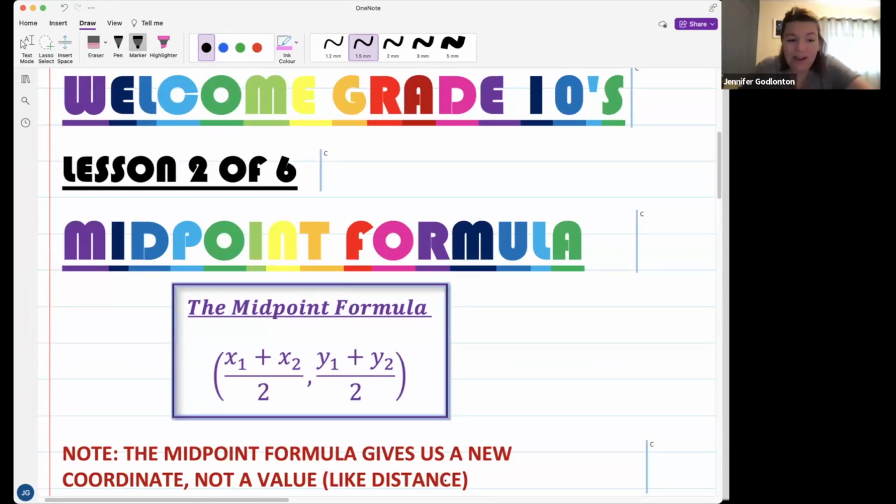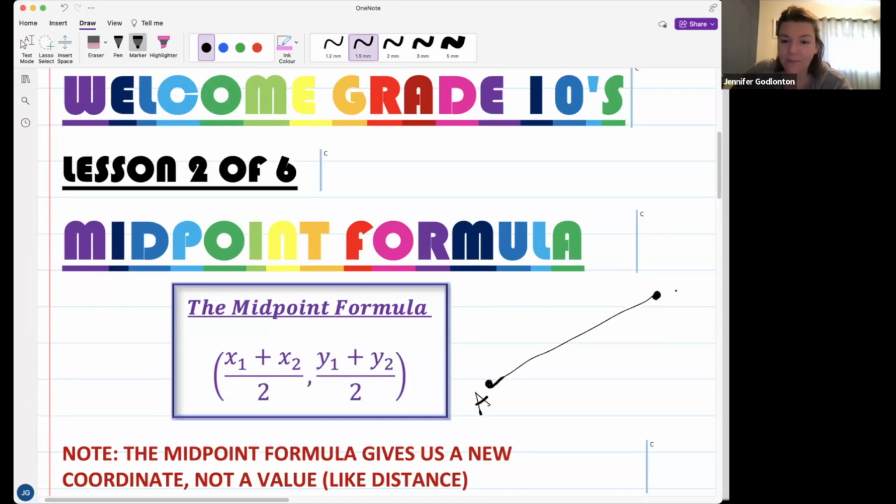It's a very important note down here. Note the midpoint formula gives us a new coordinate. It is not a value like a distance. And because it's a coordinate, we need an x coordinate and we need a y coordinate. Let's just sort of draw a little picture to say exactly what this means.